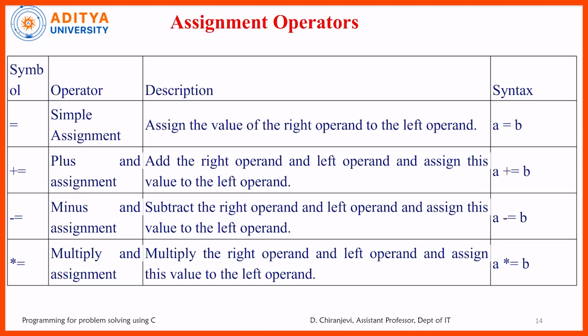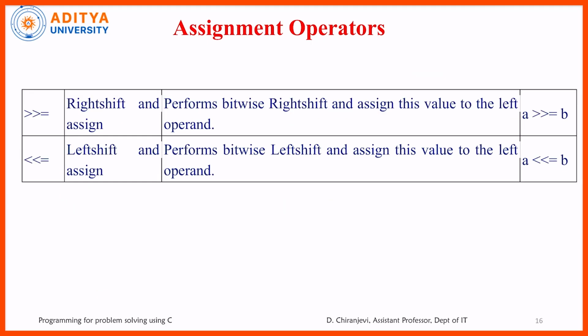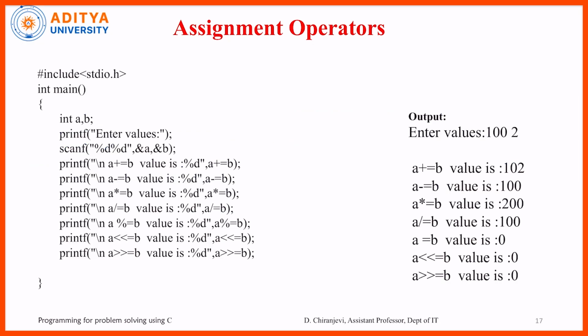Then assignment operators. This is the simple assignment operator. This is plus assignment, minus assignment, multiplication assignment, division assignment, modulus assignment, OR assignment, XOR assignment, right shift assignment, and then this is left shift assignment. So by this example you can understand these assignment operators. Here I have taken a value and b value: a value I have taken 100 and b value I have taken 2.